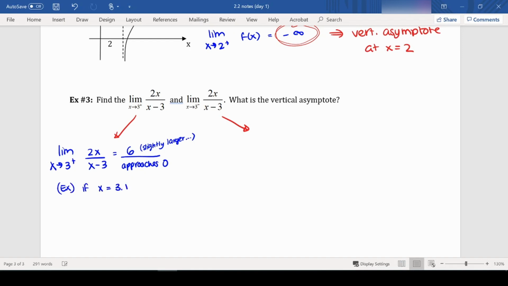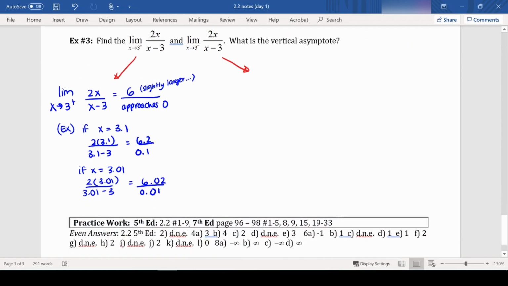So for example, if x equals 3.1, you're going to have 2 times 3.1 over 3.1 minus 3, which will give us 6.2 over 0.1. If x is equal to 3.01, you have 2 times 3.01 over 3.01 minus 3, which gives us 6.02 over 0.01. You can see that as you get closer and closer to 3 from the right, the top number is going to get very close to 6, but be ever so slightly larger, and the bottom is going to approach 0. And what that means is you're taking 6 and you're dividing it by a smaller and smaller number.